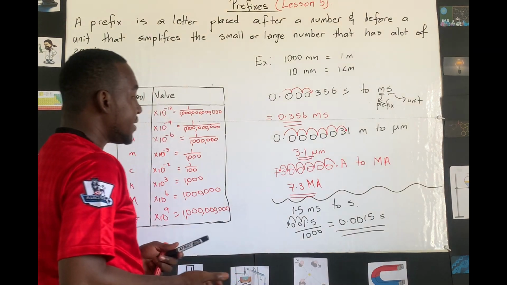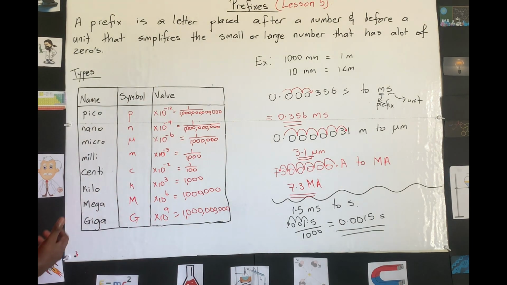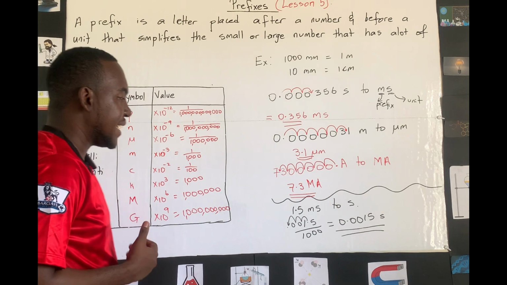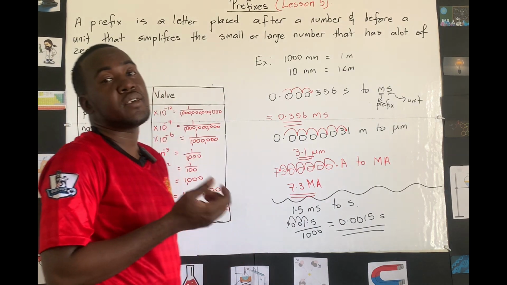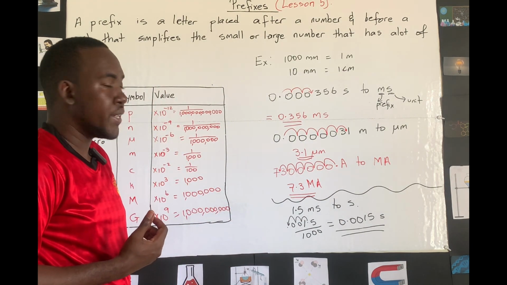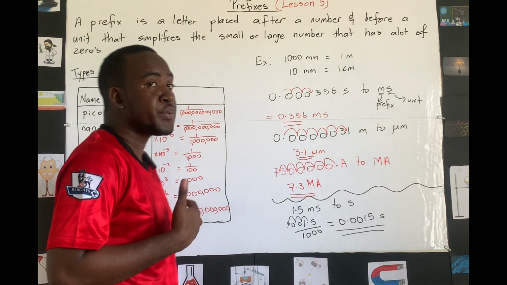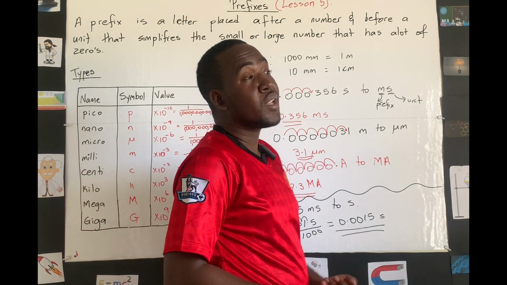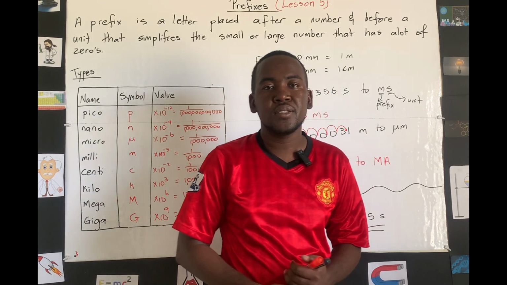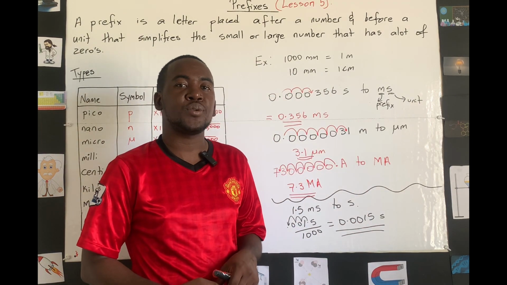Now, if it was a positive number, the same thing would apply. The only difference is that you would multiply instead of divide. All right, so that's how we will treat prefixes. We will use a lot of prefixes in our calculations, especially in our CSEC past questions.